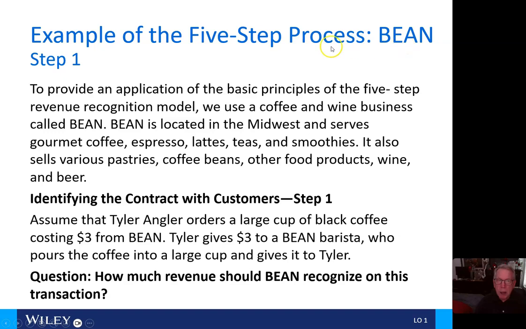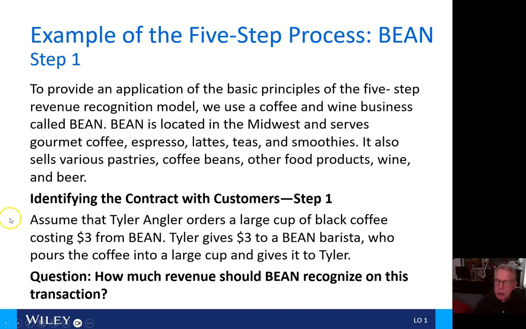All right, here's an example. To provide an application of the basic principles of the 5-step revenue recognition model, we use a coffee and wine business called Bean. Bean is located in the Midwest and serves gourmet coffee, espressos, lattes, teas, and smoothies. It also sells a variety of pastries, coffee beans, and other food products, wines, and beer. So, first step, identifying the contract with customers.